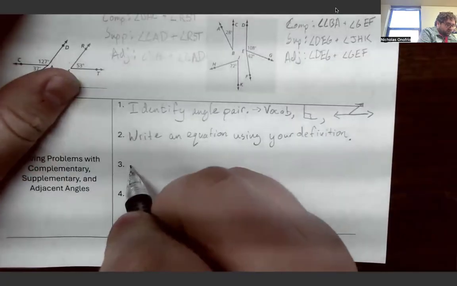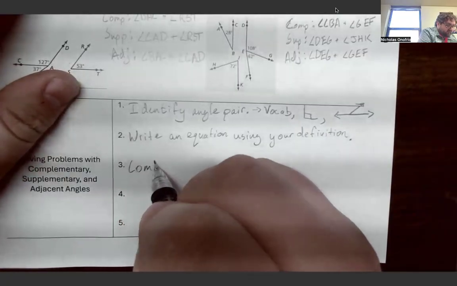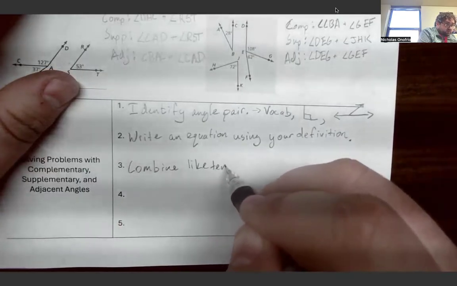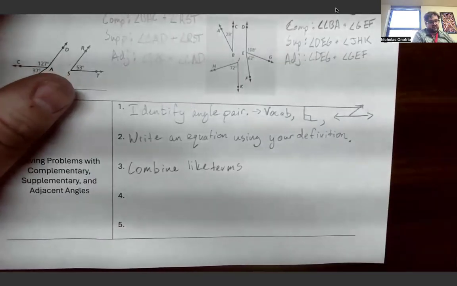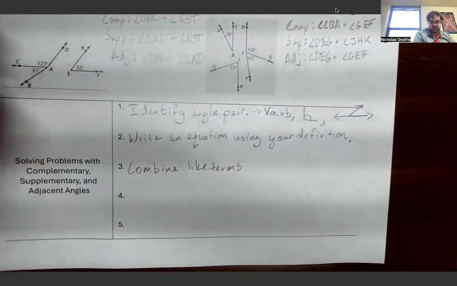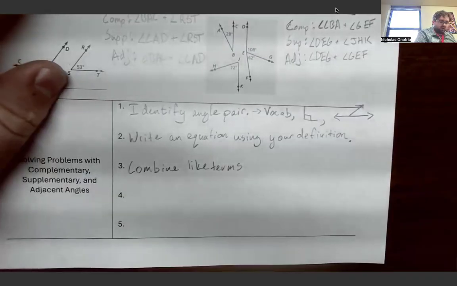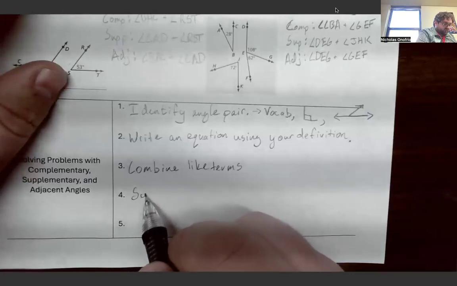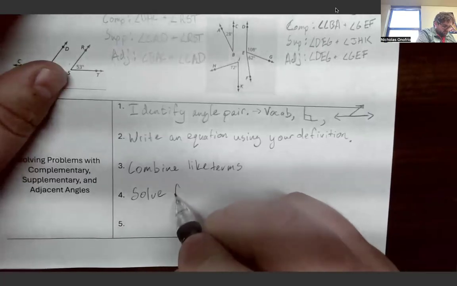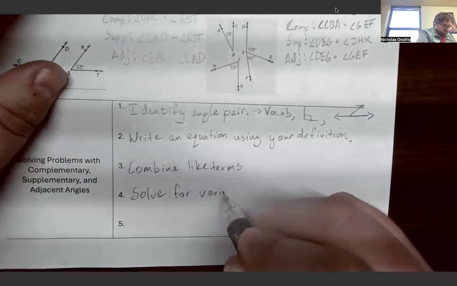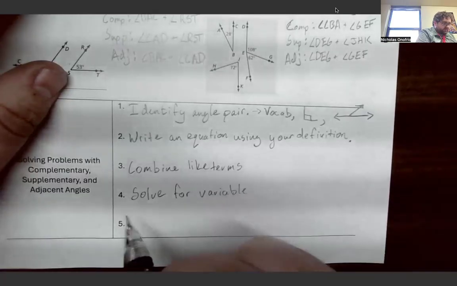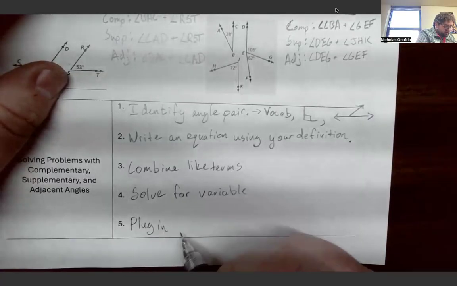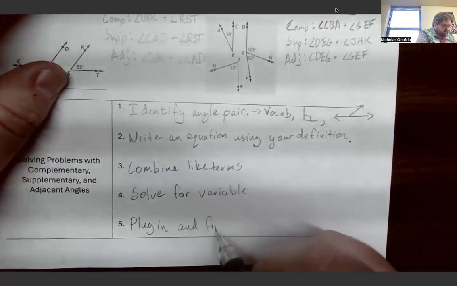Step number 3, after you've written your equation, is to combine like terms. Easy step. We'll hopefully have had lots of practice with this by now. Step number 4 is to solve for your variable. And last but not least, step number 5 is to plug in and find a measure.